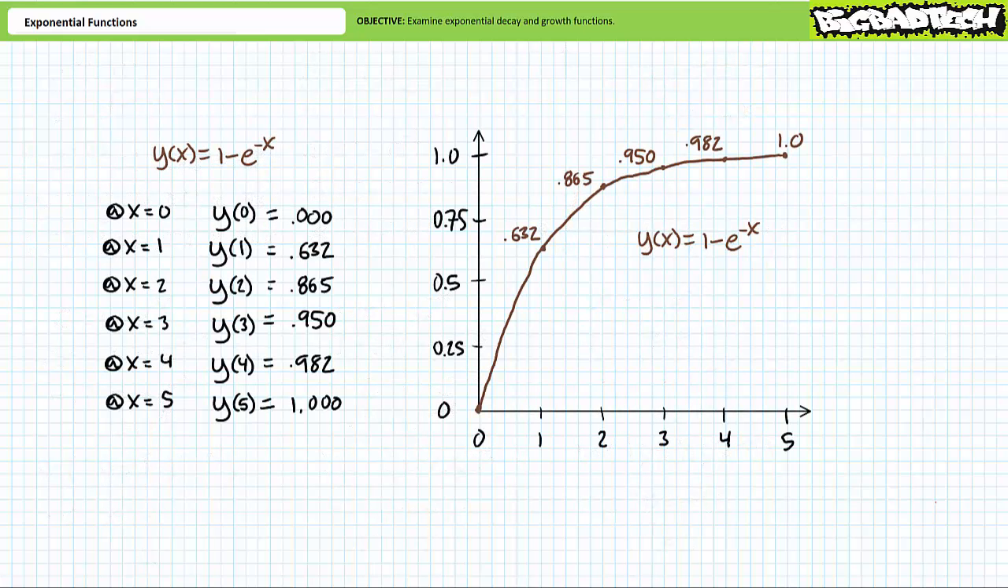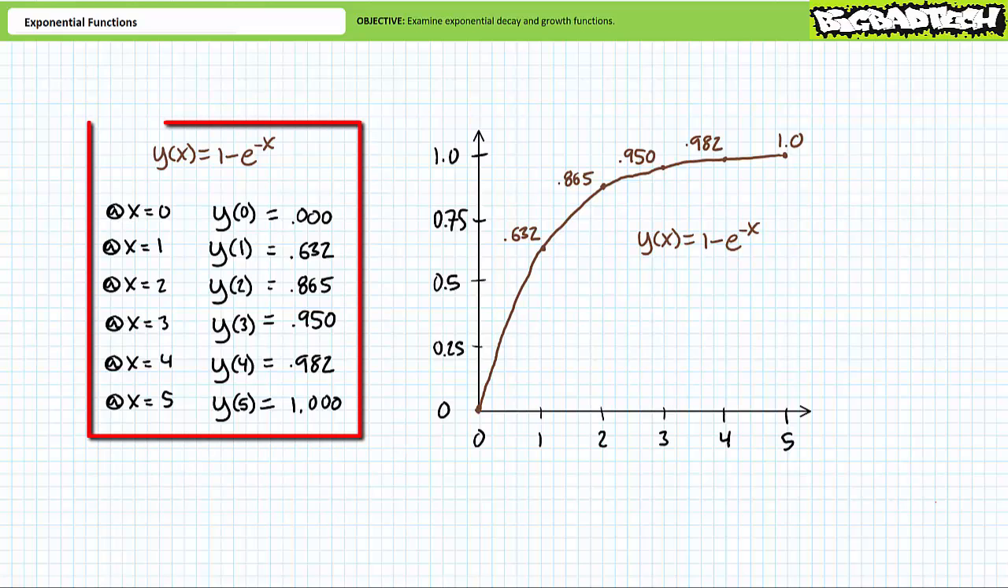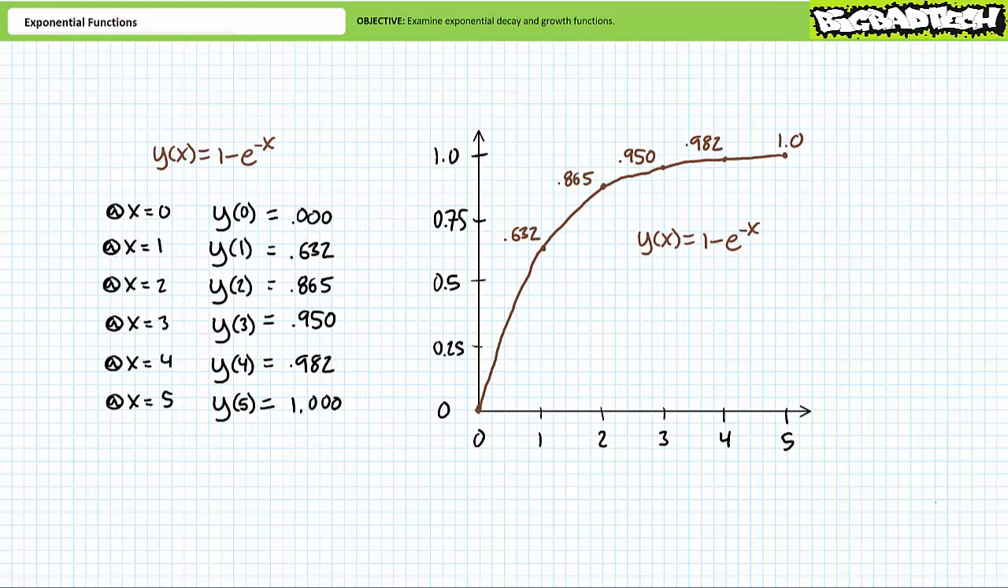Because we'll be using this growth function so frequently, it may be a recommended practice to include the evaluations of 1 minus e to the negative x at specific x values on your cheat sheet. Rounded to the thousandths place, at x equals 0, y equals 0. At x equals 1, y equals 0.632. At x equals 2, y equals 0.865. At x equals 3, y equals 0.950. At x equals 4, y equals 0.982. And finally, at x equals 5, we're assuming that y equals 1.